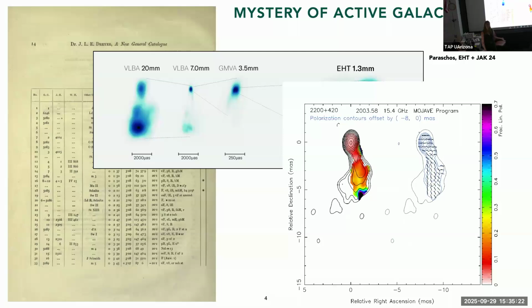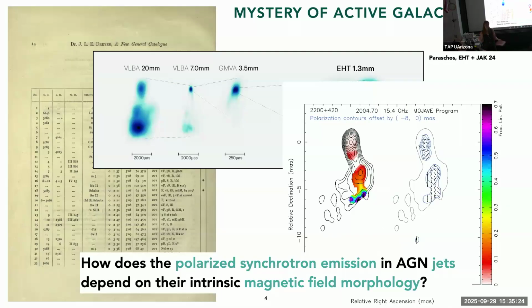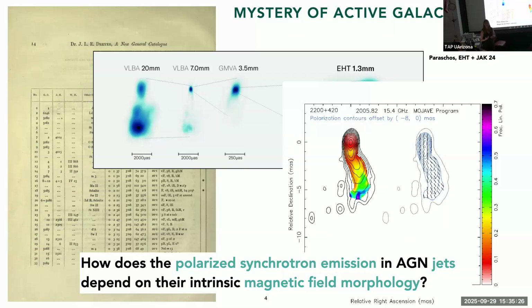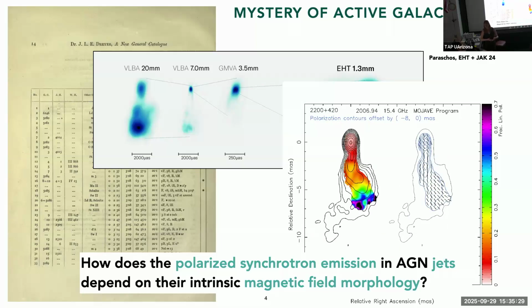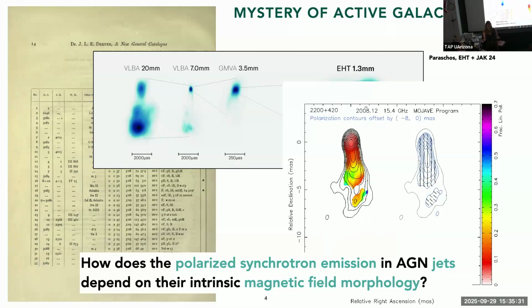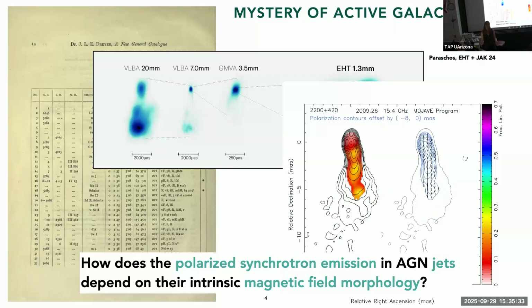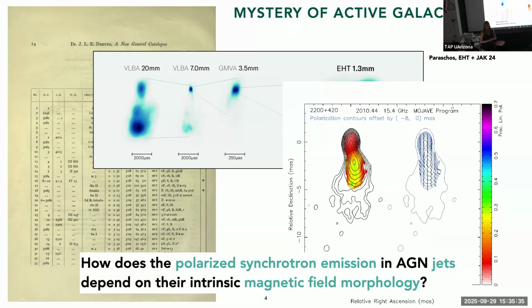Once you pick your favorite source, you can answer some questions. The science question I had is, how does the polarized synchrotron emission in AGN jets depend on the intrinsic physics, and in particular, on the chosen magnetic field morphology?